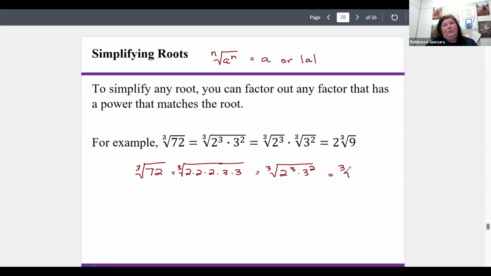So we're going to have a cube root of 2 to the third times a cube root of 3 squared. These cancel and just leave the 2 behind, but this, I have to keep, the cube root of 3 squared. And then because we don't like to have powers around that are not necessary, we'll just change that 3 squared into a 9.